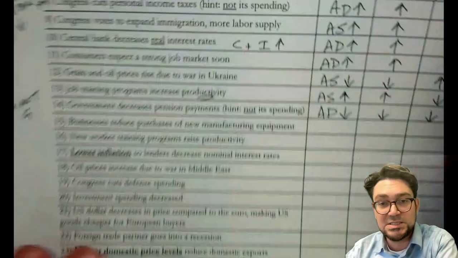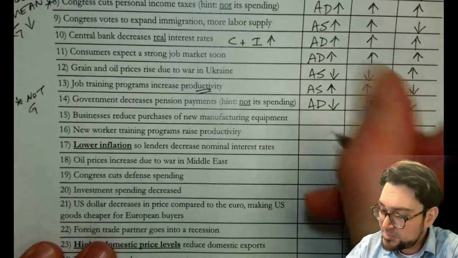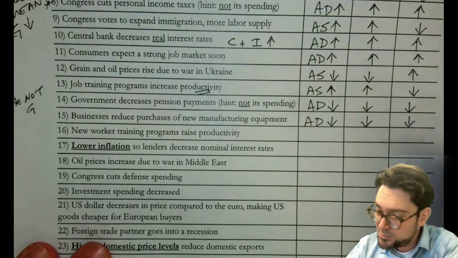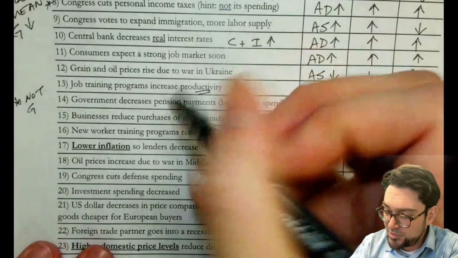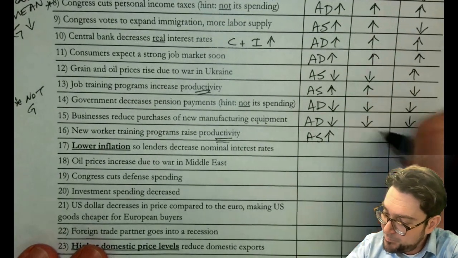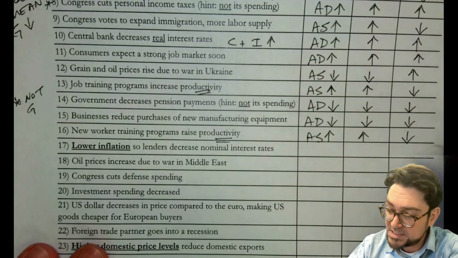Businesses reduce purchases of new equipment. That's part of investment spending. So we'd say aggregate demand would fall, output would fall, and prices would fall. New worker trainings raise productivity. Again, there's that productivity piece. Aggregate supply goes up, output rises, and prices fall.